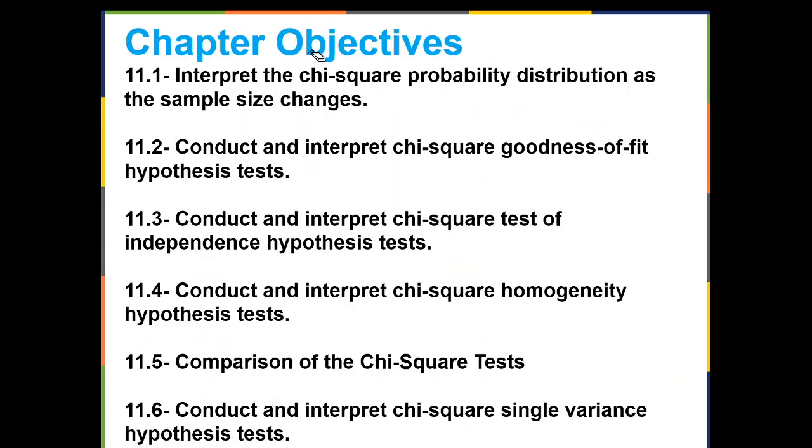All right, so what are we going to do in this chapter? We're going to do something called a goodness of fit test, and we're going to do something called an independence test, and we want to talk about a homogeneity test, and then lastly we want to talk about testing a claim about the population variance or standard deviation. That's what we're going to do in this chapter.